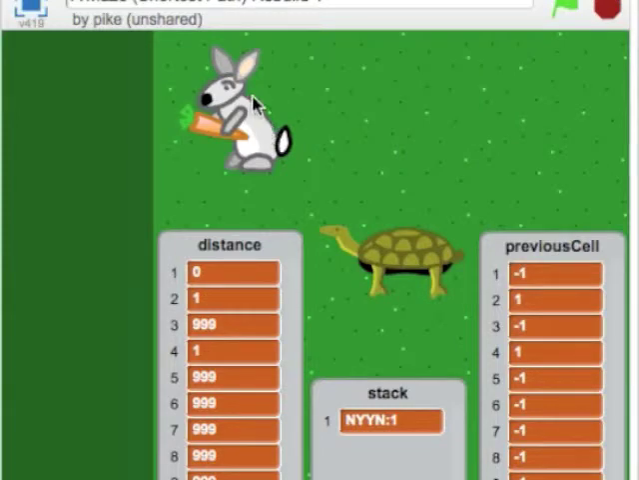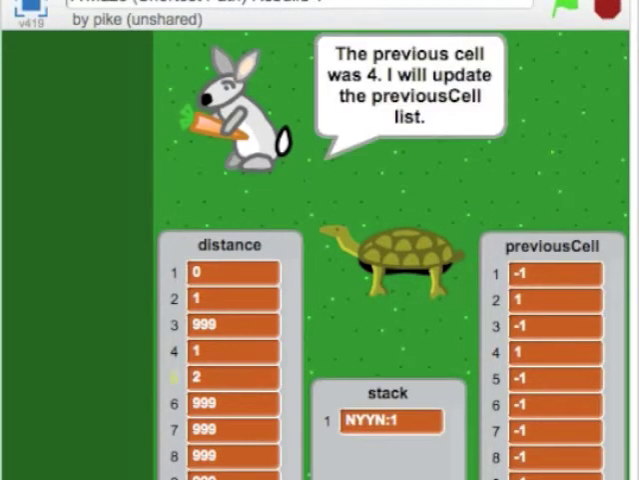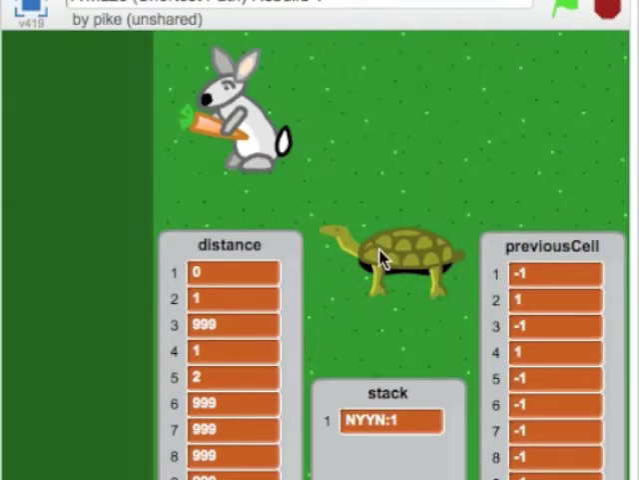In summary, we traveled 2 cells to get here. So on the distance table right here, I'm going to put the number 2. To get here, we came from cell 4. So right here, I'm going to put 4.